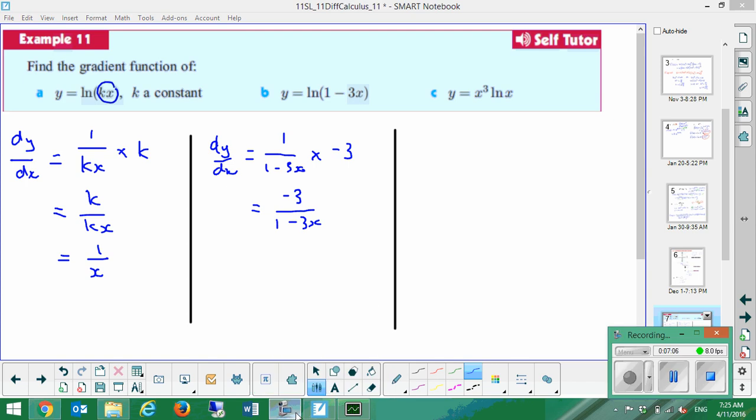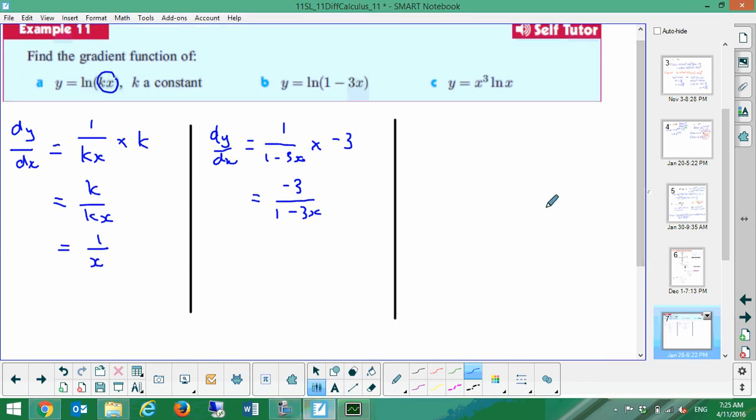Oh, right. This one here. Oh, this one looks a little different. Hopefully now you're going to start to recognize when you've got a function times another function. So here are two different functions. So the moment you see that, you're going to think product rule because they're being multiplied, or quotient rule if they're being divided.